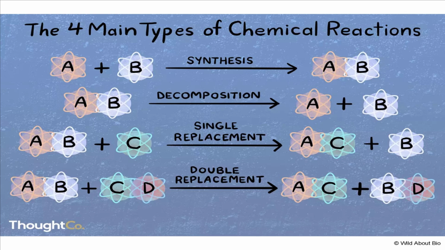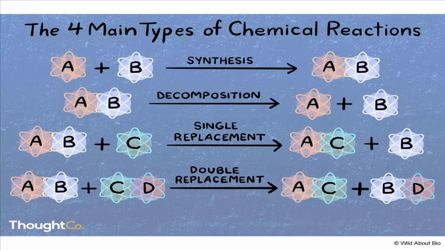Decomposition reaction. This is the opposite. One molecule breaks down into simpler parts. Kind of like breaking a sandwich back into bread and meat. For example, H2O yields H2 plus O. Single replacement reaction. One element swaps places with another in a compound. Imagine someone cutting in to dance with a partner. Example, Zn plus HCl yields ZnCl2 plus H2.